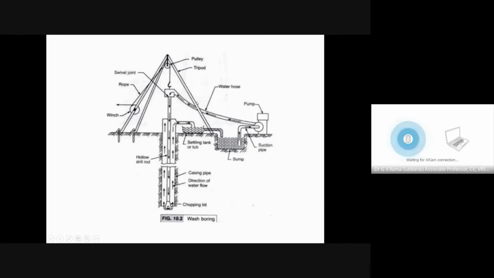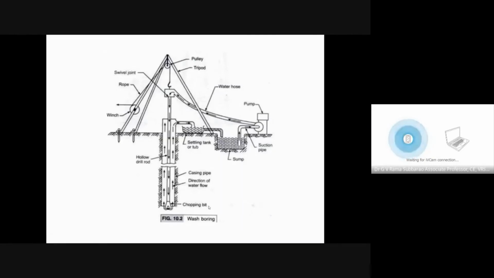Now this bentonite slurry is forced to pass through this drilling rod. You see, the slurry is passing now through the bottom of the drilling rod. The bottom of the drilling rod is fitted with a chopping bit. I will show you different chopping bits, you don't worry.